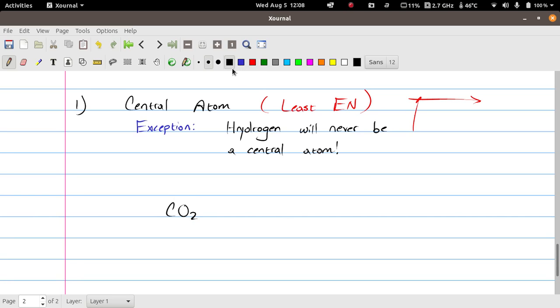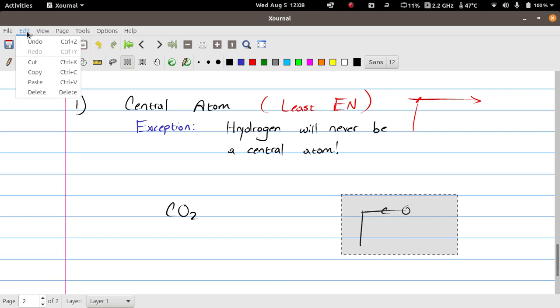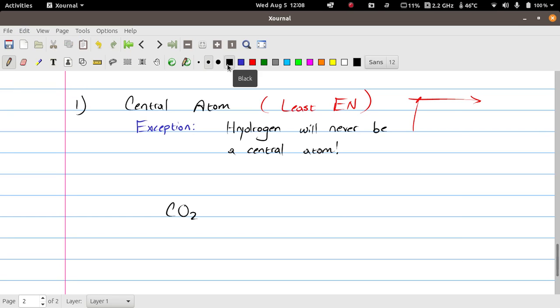So you don't know the electronegativity values off the top of your head, but you can look at a periodic table. C comes right here and oxygen's over here. So oxygen, even though you don't know the values, you do know it's going to be more electronegative, so it's not going to be your central atom. And it also wouldn't make sense because there's 2 of them. But that means that carbon is going to be your central atom.